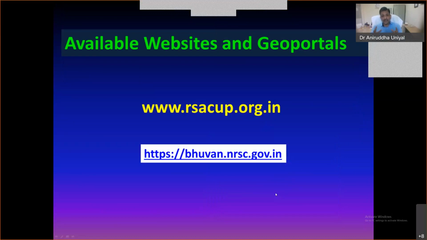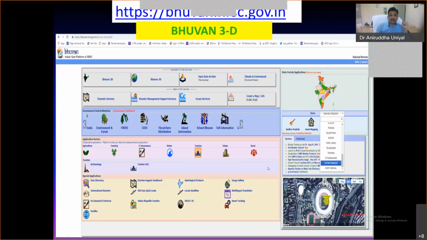Now there are portals available for getting information about rivers, about geomorphology, about different aspects of rivers. There is rssub.org.in, where our website provides updated information about flood maps. We have a dedicated division of disaster management in our center, a disaster management cell, that prepares maps about floods in Uttar Pradesh. These are available on this website. Then on one website of NRSC, we can again get information about river geomorphology in any state of India by clicking the name of the state.